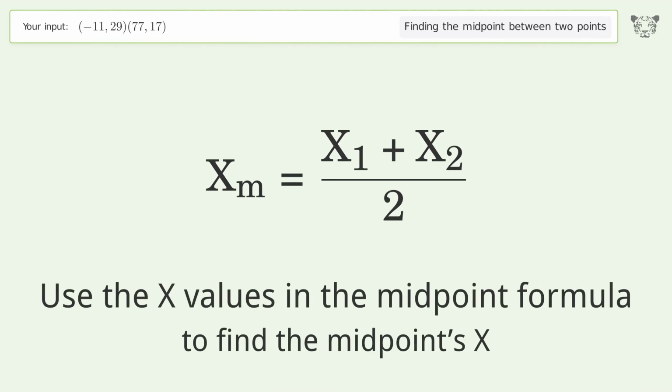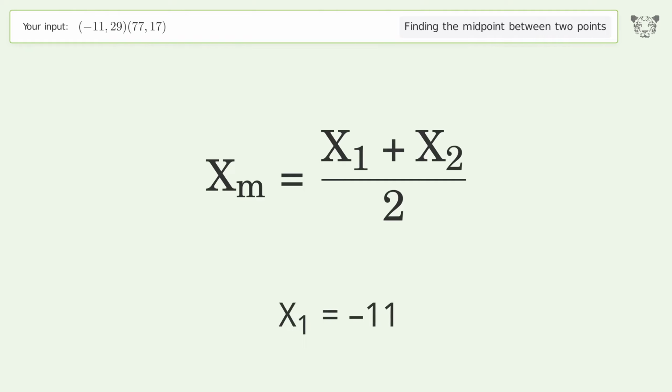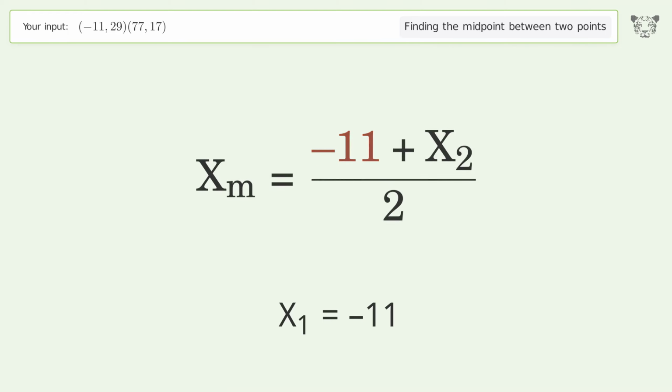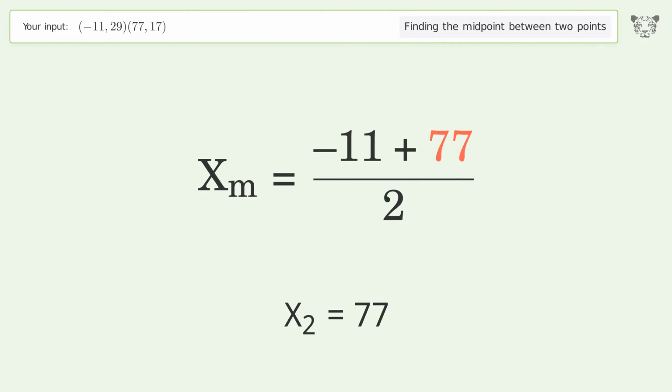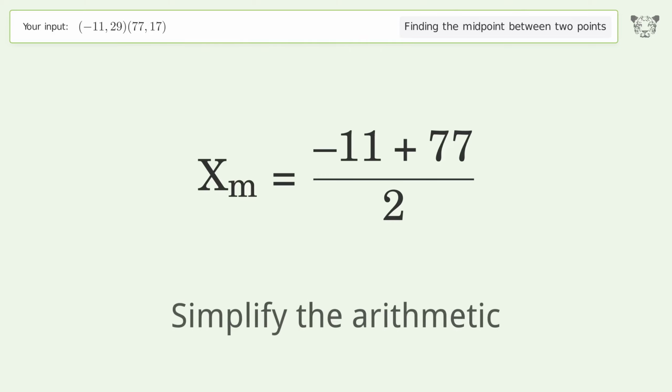Use the x values in the midpoint formula to find the midpoint's x. x1 equals -11. x2 equals 77. Simplify the arithmetic.